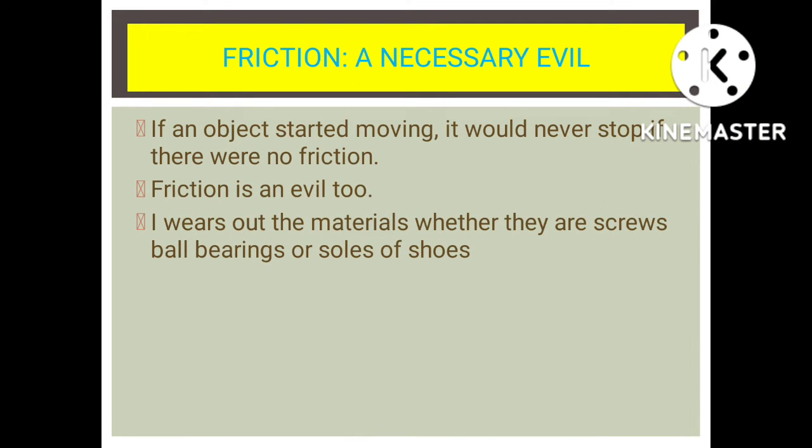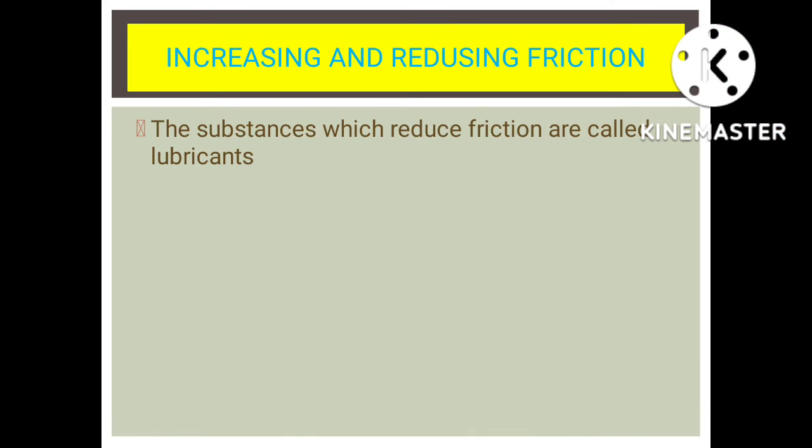If an object started moving, it would never stop if there were no friction. Friction is an evil too. It wears out materials, whether they are screws, ball bearings, or soles of shoes. The substances which reduce friction are called lubricants.